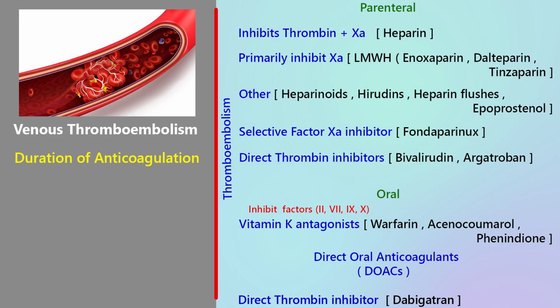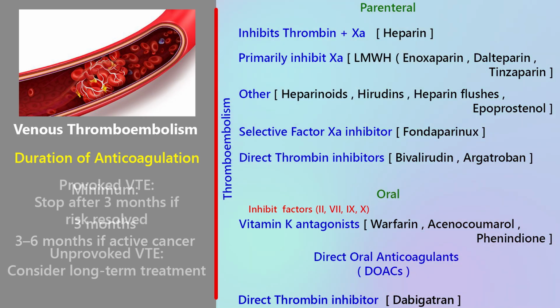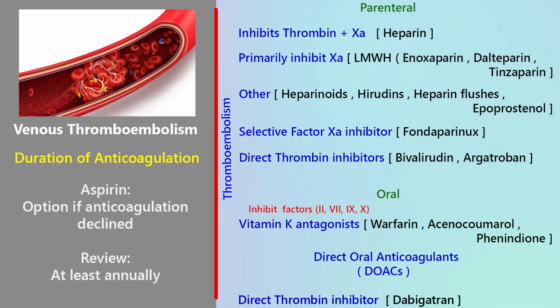Duration of treatment is key. Minimum is 3 months. In active cancer, 3 to 6 months. If VTE was provoked and the risk factor is gone, we usually stop at 3 months. If unprovoked, long-term anticoagulation may be needed with annual review.